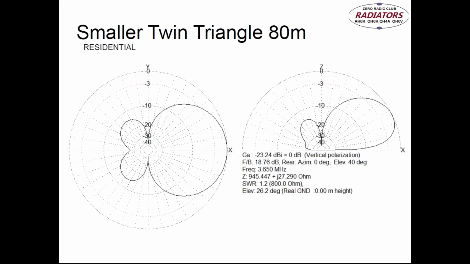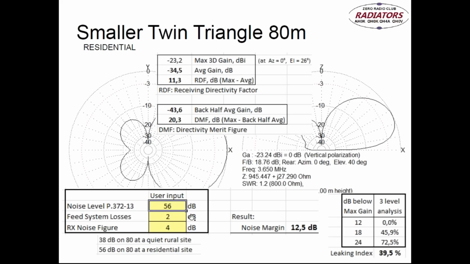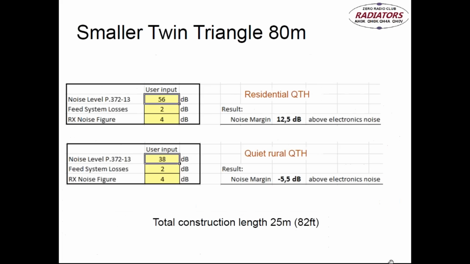Then if we look at the smaller twin triangle on 80 meters, for a residential area the noise level would be 56 decibels. And the noise margin is over 10 decibels. It's 12.5, the machine is suggesting. And the leaking index is below 40%. So this shows pretty nice numbers.